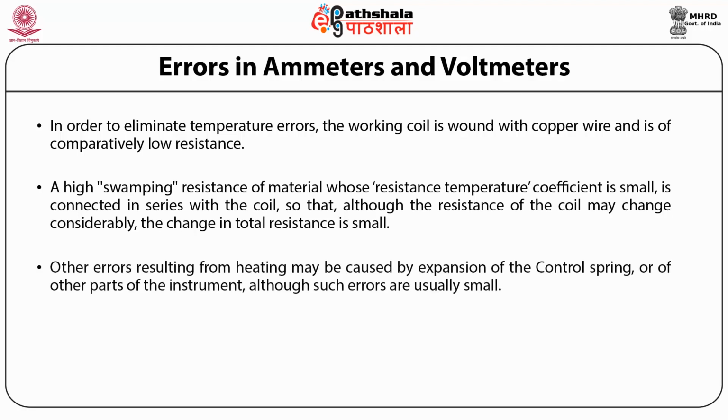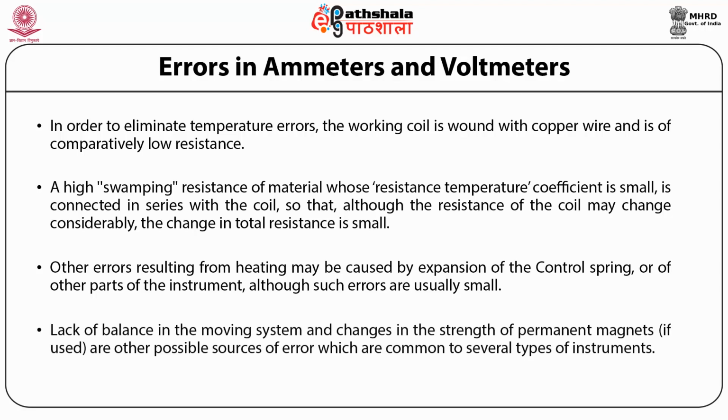Other errors resulting from heating may be caused by expansion of the control spring or of other parts of the instrument. Although such errors are usually small, lack of balance in the moving system and changes in the strength of permanent magnets, if used, are other possible sources of error, which are common to several types of instruments.